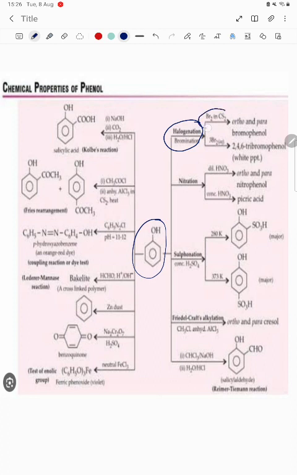If you are doing bromination in carbon disulfide, ortho and para bromophenol is formed. But if the bromination is done in water, it is going to give 2,4,6-tribromophenol. This is the white precipitate.